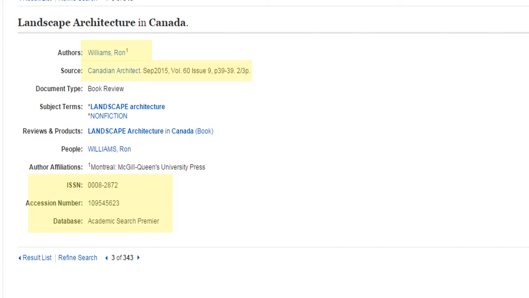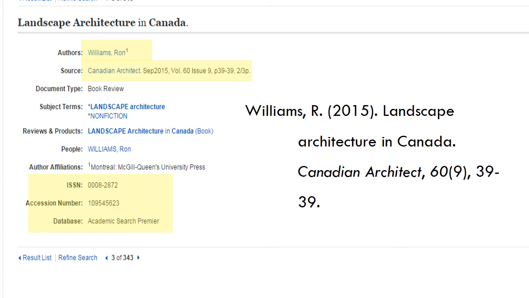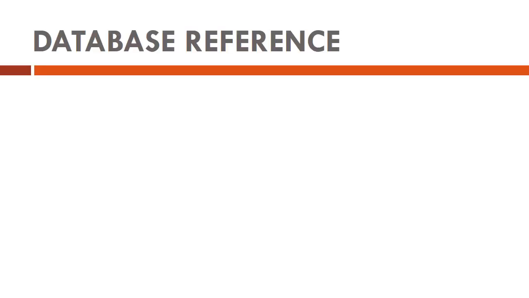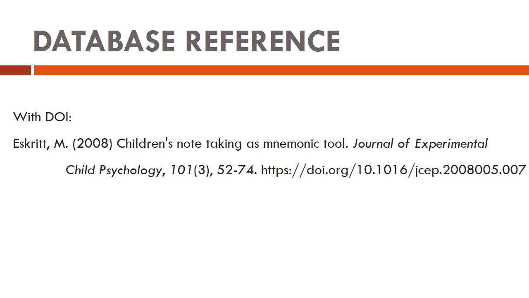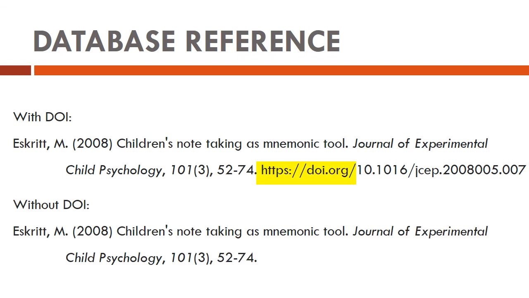So the reference for an article like this would be Williams, R, 2015, Landscape Architecture in Canada, Canadian Architect, 69, 39 to 39. If you do see a DOI written at the bottom, then you're going to write your reference like this, with the DOI started with https://doi.org, and then you'll copy and paste the DOI number that you see in the reference. And then, like I said, if there is no DOI, just end on the page range like you see in that second example.